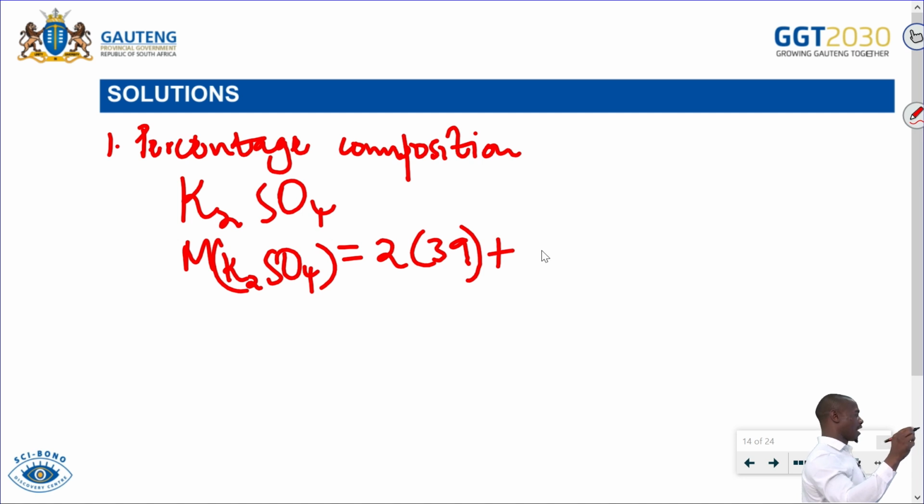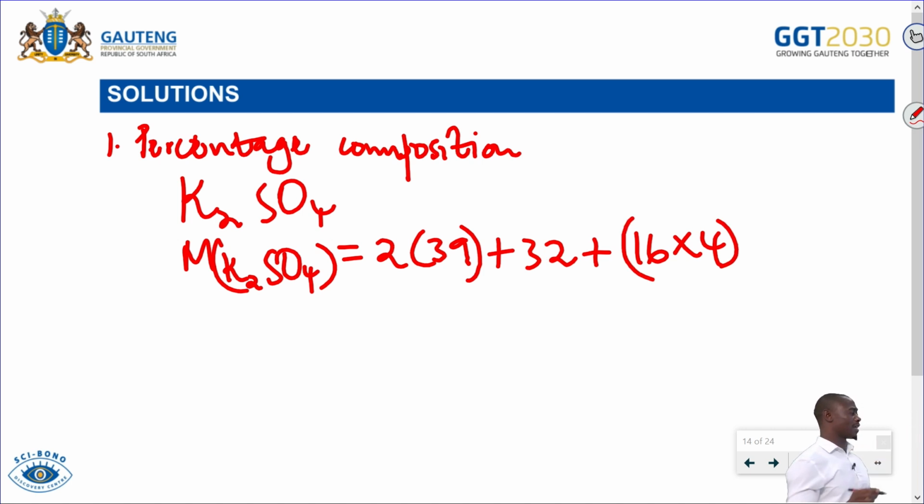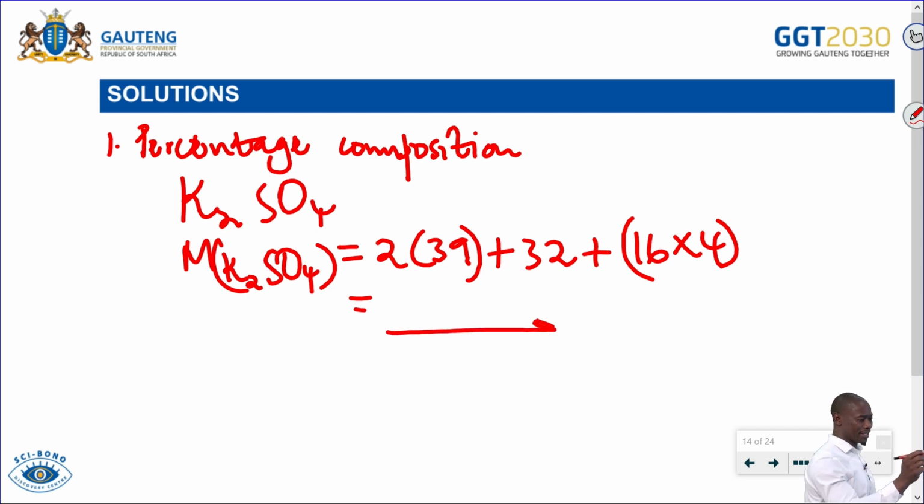Then plus sulfur. Sulfur is only one atom there, so it's plus 32. Then plus 16 times 4. Why 16 times 4? There are 4 oxygen atoms, and the relative atomic mass of oxygen from the periodic table is 16. So what is your answer here?